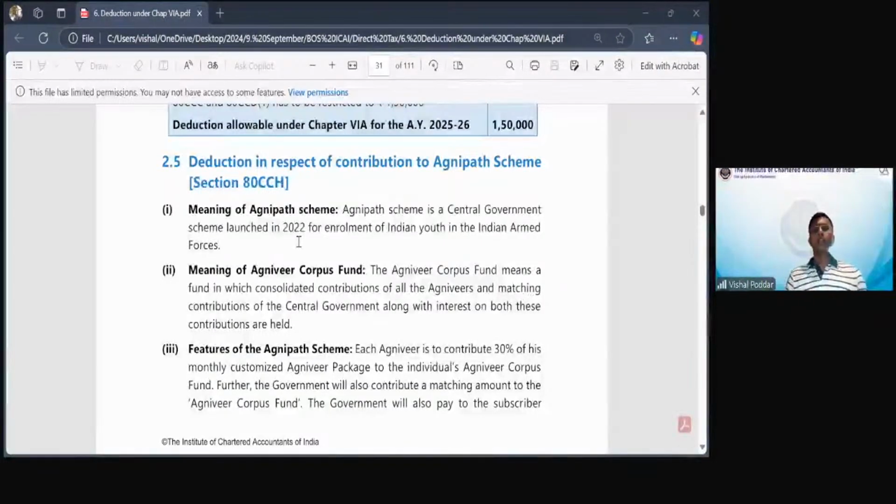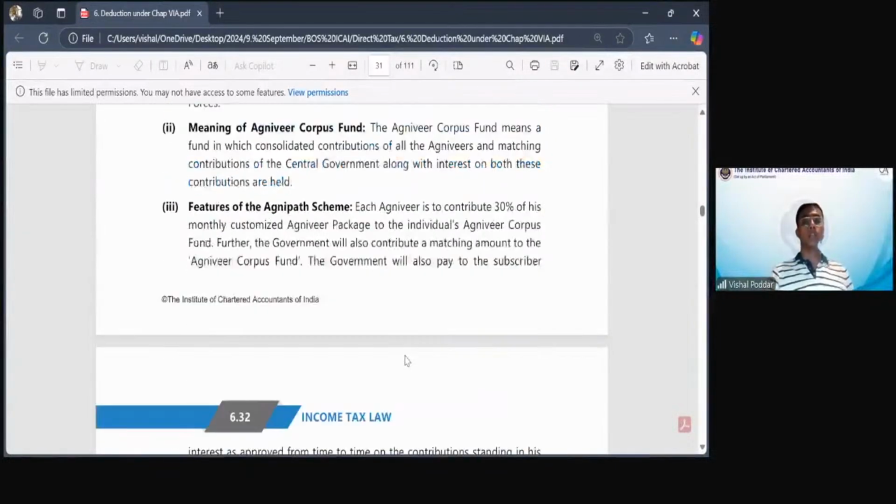Now, what is this scheme? This scheme is applicable to the new military proposal that the government is running for the new military entrants, which is called the Agniveer scheme. Under the Agniveer scheme, whoever joins the military, the rule is that each Agniveer will contribute 30% of his monthly customized Agniveer package to the individual's Agniveer corpus fund. And further, the government will also make a matching contribution. So just see, they are making a contribution of 30%.